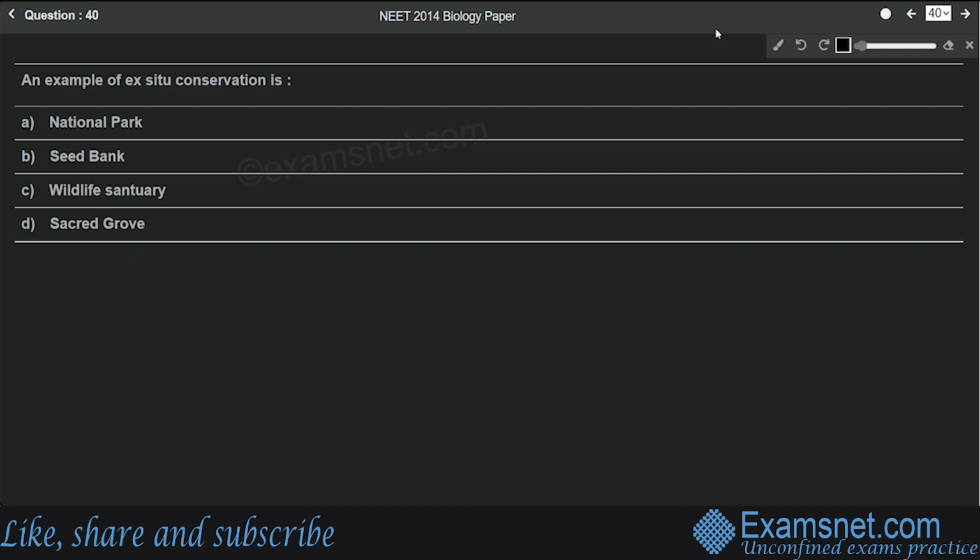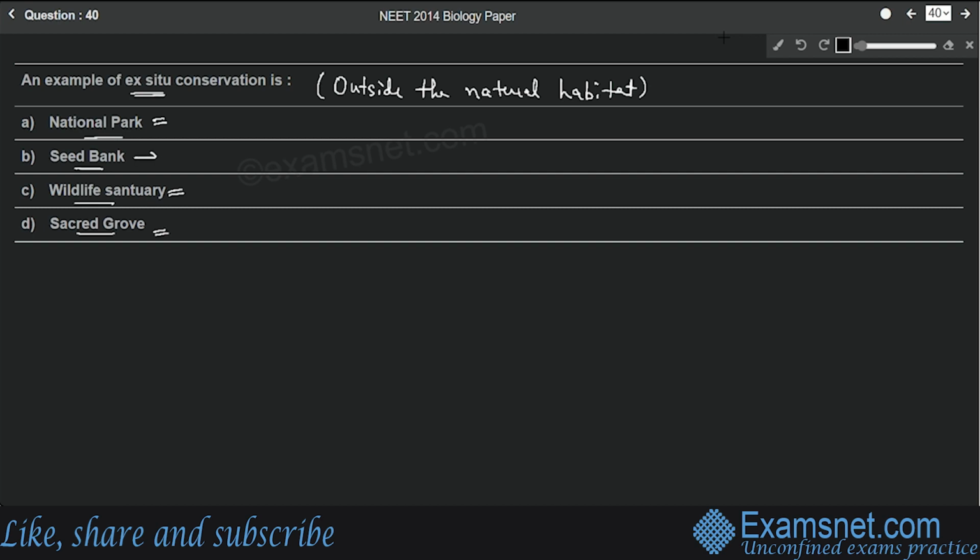Question number 40 is from the chapter Biodiversity and Conservation, and the question is, an example of ex-situ conservation is, options are national park, seed bank, wildlife sanctuary and sacred grove. So we know that in case of ex-situ conservation, the conservation of an organism is done outside the natural habitat or the environment of the organism. Okay, so here in the given options, national park, wildlife sanctuary and sacred groves are examples of in situ conservation, because these are the natural habitat of the organisms.